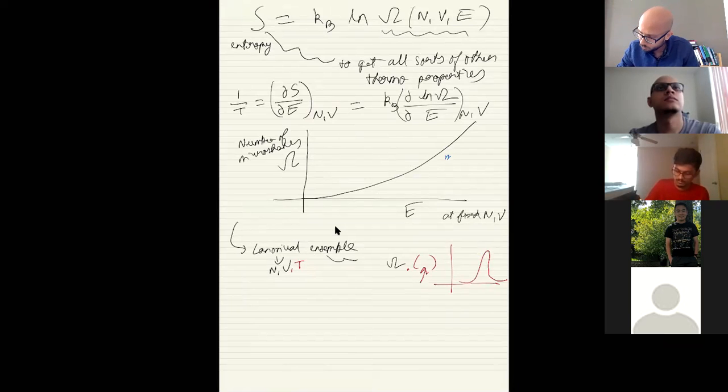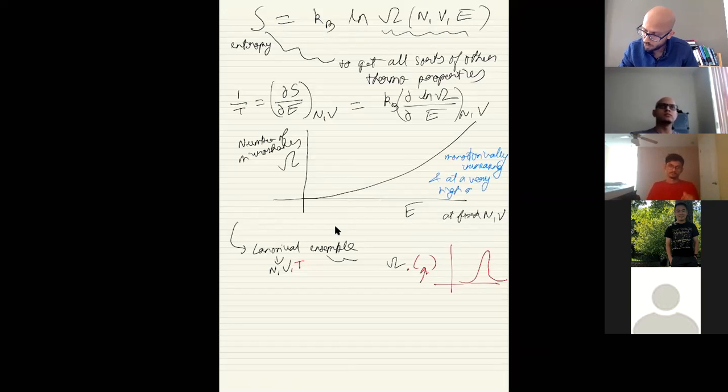It's monotonically increasing at a very high rate. It's not just increases, it shoots up. And in the next class, we'll write down the exact formula for omega in phase space. And there you will see what this dependence is, how it blows up, when we show that the choice of delta E does not matter, okay?